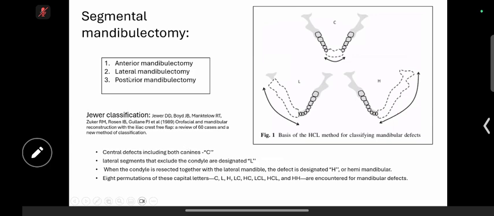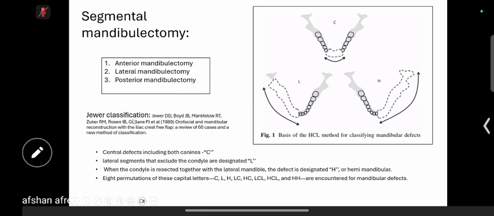Coming to the segmental mandibulectomy, there is no particular classification given by an author for segmental mandibulectomy. However, anterior mandibulectomy includes the anterior segment, lateral mandibulectomy spares the condyle, and in posterior mandibulectomy, we have to include the condyle.